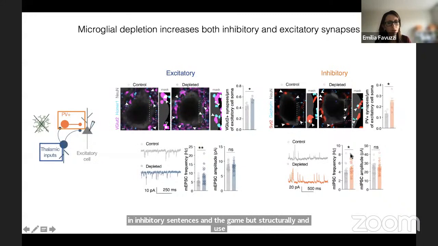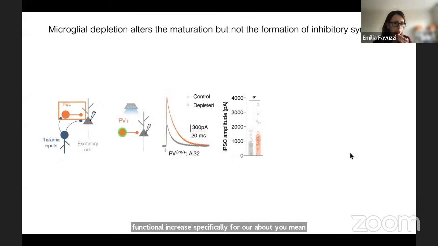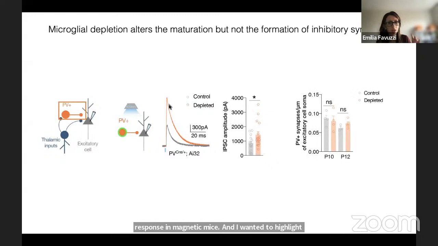But we also found a similar increase in inhibitory synapses, and again, both structurally and using physiology. And we also confirmed this functional increase specifically for parvalbumin circuits using optogenetics. So we expressed channelrhodopsin in PV cells, stimulated them and recorded from excitatory neurons, and we found a higher response in microglia depleted mice. And I wanted to highlight that actually this effect was only observed after P12, so after the initial assembly of inhibitory synapses, suggesting that microglia play a role in the maturation, refinement, rather than the formation of these synapses.